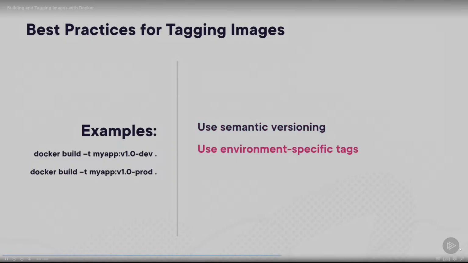You could also use environment-specific tags. You can use tags like staging, prod, or dev to specify which environment the image is intended for. This is especially useful when you have separate deployment pipelines for development, staging, and production environments. And you can tag with commit hashes. If you use version control like Git, it's helpful to tag your image with the current commit hash. This ensures that your images are tied to a specific version of your code, making it easier to trace back if something goes wrong.